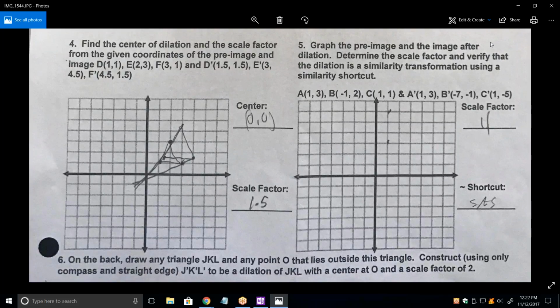Oh, I did 4, but... The teacher did 4 with me, but she didn't really do 5. She just put the answers on the board. Okay, let me just make sure I look at 4 and make sure that I'm on the correct path. I'm 95% sure I'm telling you the truth.